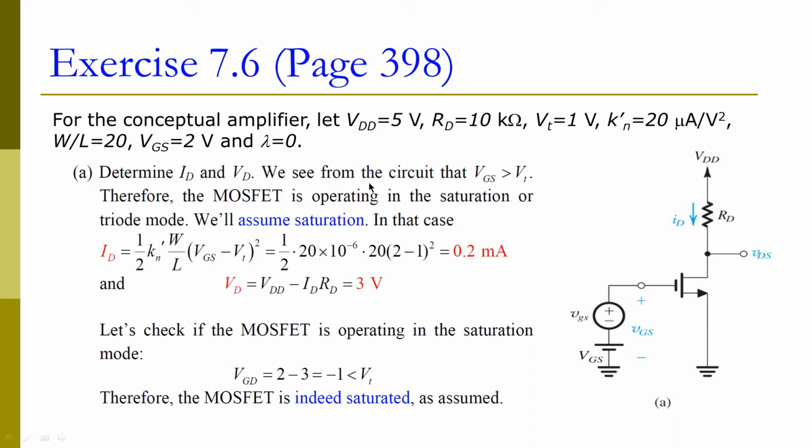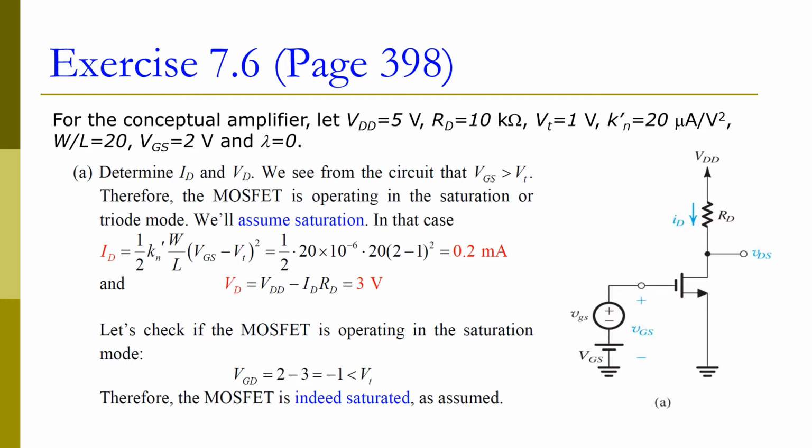And we see from the circuit, VGS is larger than VT, right? Because VGS equals 2 volts and VT equals 1 volt. Which means we are going to induce a channel in the transistor. So the transistor will either work in the saturation mode or in the triode mode. Now let's first assume it works in the saturation mode, and then we can verify whether it is in saturation mode after we do certain calculations.